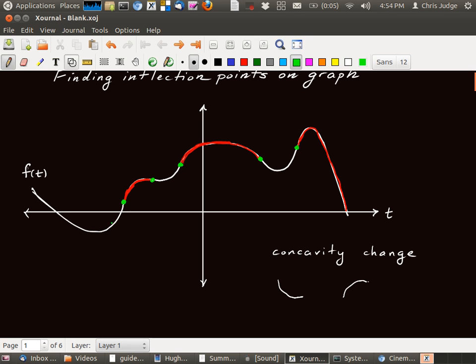So these green points are the places where we change the direction in which we're turning. Along the white intervals, we're turning up. Along the red intervals, we're turning down. So these, in fact, are the inflection points. These are the places where we change the direction in which we're turning. So in this case, it looks like there are altogether 5 inflection points. Those are the places where the concavity changes.